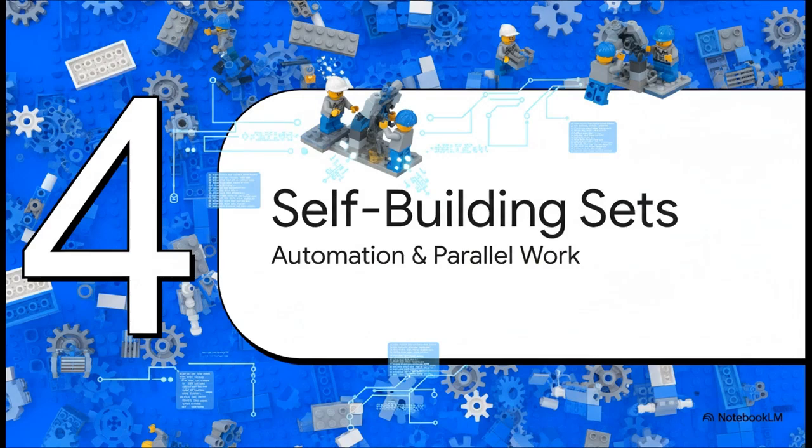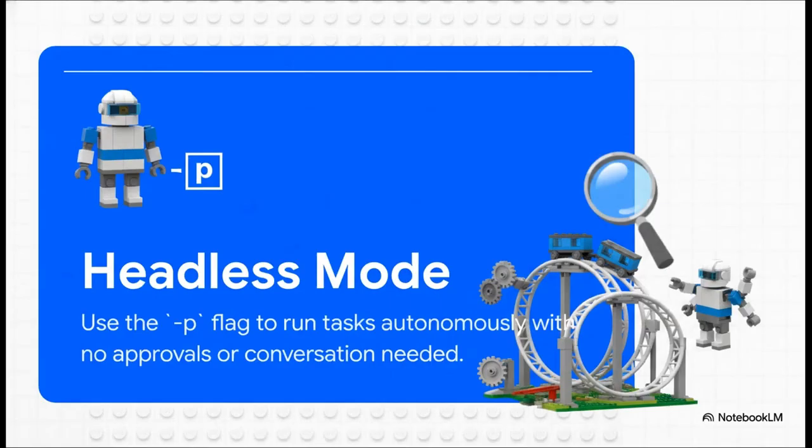And that brings us to our final section, part 4, your self-building Lego sets. We're going to take all the pieces we've learned and put them together to unlock true automation. This is the holy grail, getting Claude Code to build things all by itself. So how do we do that? With something called headless mode. All you do is add a little flag to your command, and you completely change the game. Claude stops being a conversational partner and becomes an autonomous robot. You give it a task, and it just goes, from start to finish, with zero approvals needed. It is the ultimate set it and forget it for your projects.